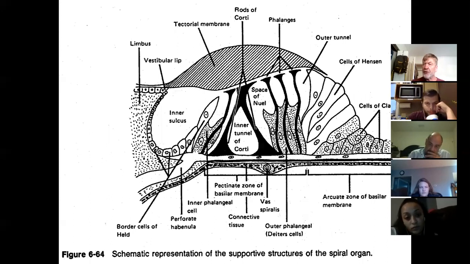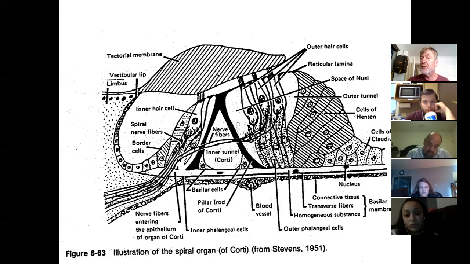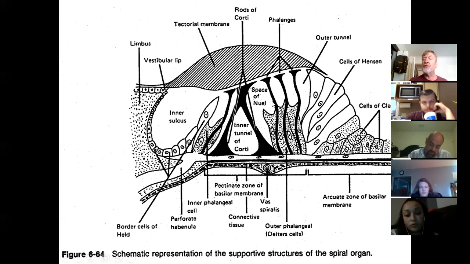Now, this picture is showing you all the cells except the hair cells. Here you're looking at the hair cells. Now we're taking out the hair cells, and you're looking at all the supporting cells. So cells of Hensen, cells of Claudius, phalanges, rods of Corti, blah, blah. I don't care if you memorize, don't memorize. Please don't memorize that. Just say supporting cells. Okay? Now, supporting cells.